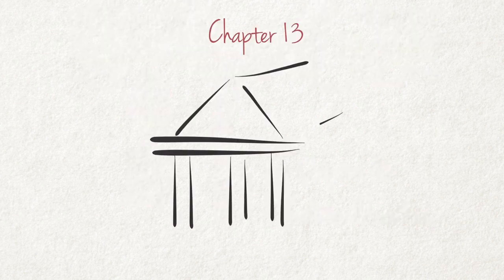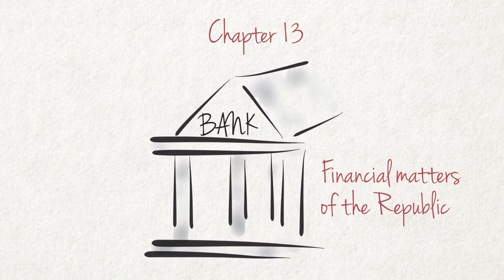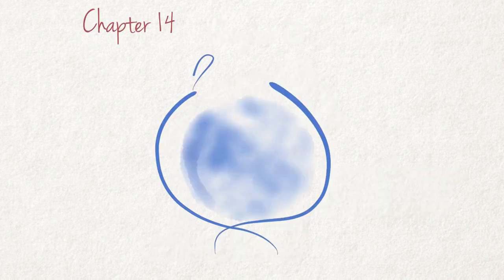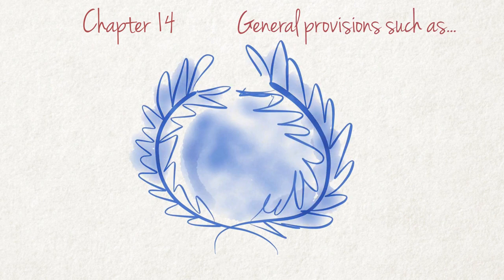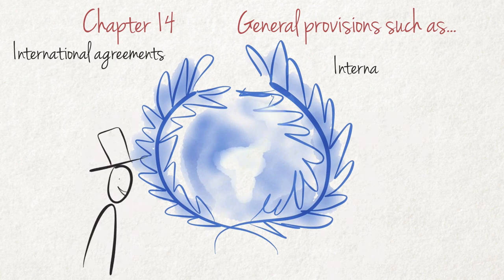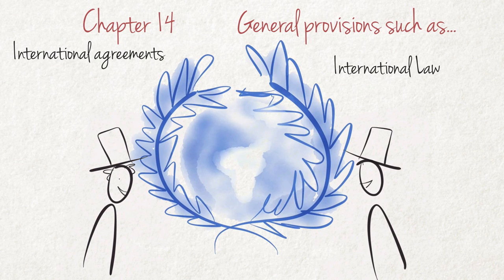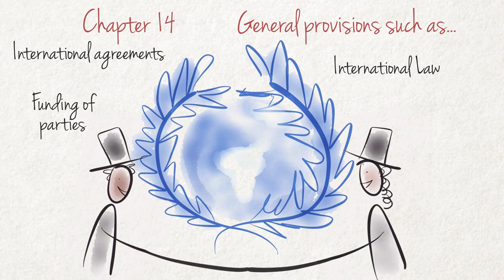Chapter 13 deals with the general financial matters of the Republic. Finally, Chapter 14 of our Constitution sets out various general provisions, including, for example, international agreements and the application of international law. This chapter also deals with issues such as funding of parties and provides definitions on different types of legislation and organs of state.